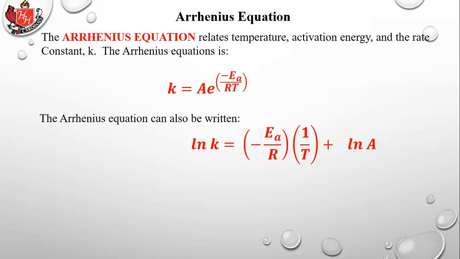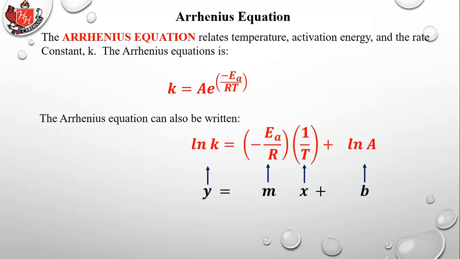But what you get if you take logs of both sides, you end up with natural log of k on the left, and then remember the log and the e cancel each other out. So you end up with negative Ea over R, times 1 over T, plus the natural log of A. And again, you don't need to understand the math, but you may look at this and it may look familiar. It has y equals mx plus b form.